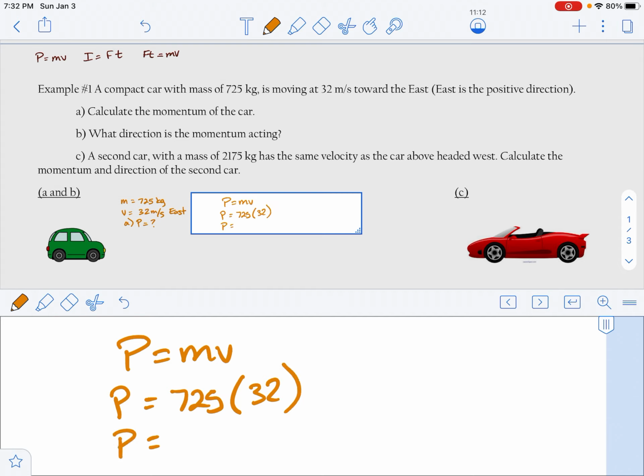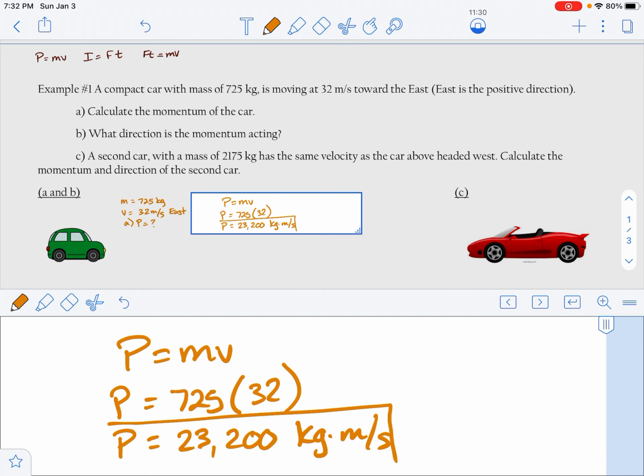And that is going to give me a momentum. Hold on, where's my calculator? Here we go. 23,200. That's a big number, but that's okay. Kilogram meters per second. Why is that such a big number?